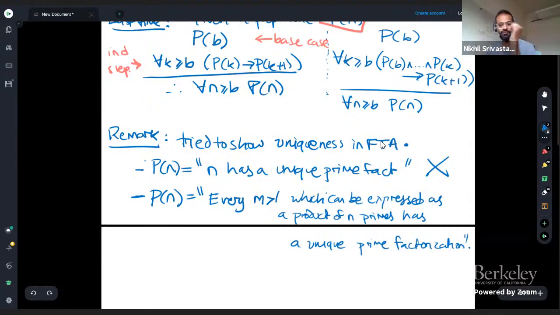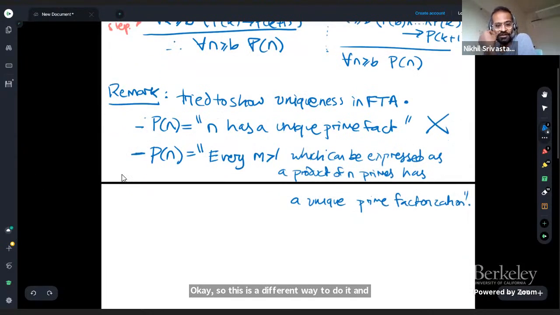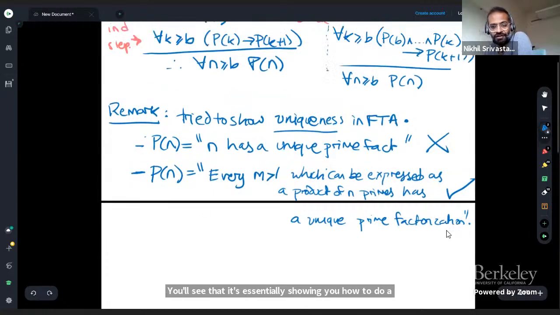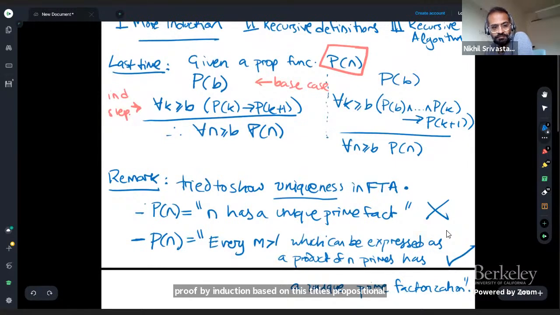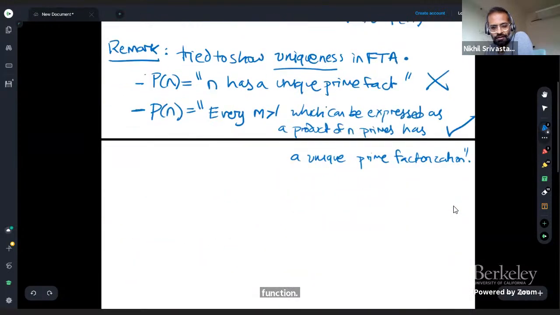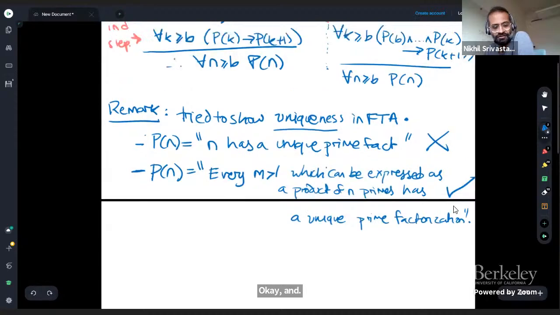This is a different way to do induction, where now n is not the number itself, but the number of prime factors. And this actually can be made to work. I'm not going to do it in this lecture, but if you reread the proof of the uniqueness part of the fundamental theorem of algebra using the well-ordering principle, you'll see that it's essentially showing you how to do a proof by induction based on this kind of propositional function. Okay, good. Any questions about this?